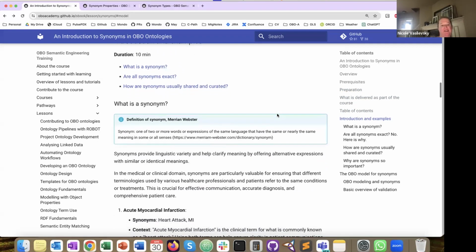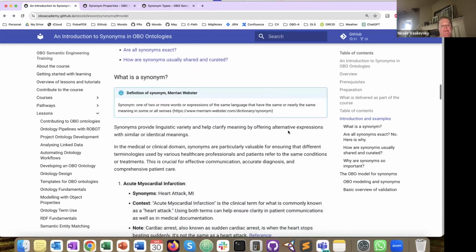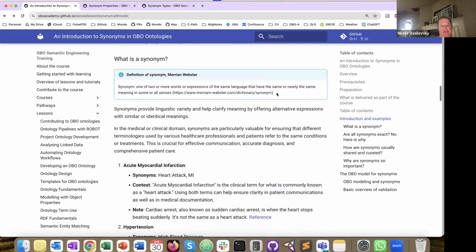Okay, so first, starting with what is a synonym? So we have these little information boxes here in the lesson. If you wanted to quickly skim through this and get some of the definitions and information, you could scan for these little blue boxes.